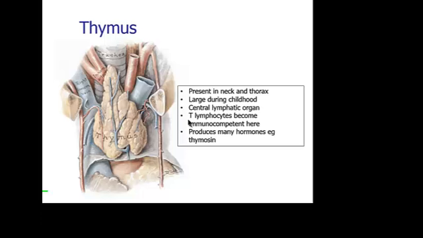It produces many hormones, thymopoietin, thymosin. One of the more important ones is thymosin. Very vascular. Since it's producing hormones, it's also an endocrine gland. It's part of the lymphatic system, but also an endocrine gland. Very, very vascular.